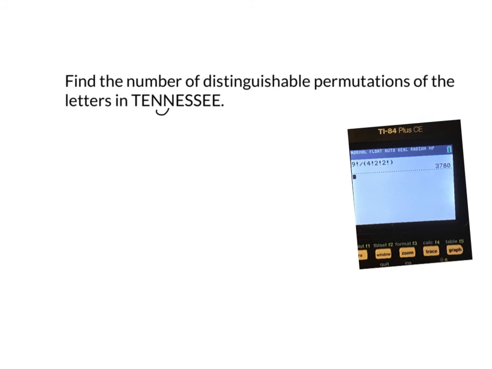So here's the rule for how we do that. You count the total number of letters in Tennessee, which is 9. So I'm going to put 9 factorial in my numerator. In my denominator, I'm going to count everything that repeats, putting the number of times it repeats. For example, there are 4 E's, so I'm going to go 4 factorial. There are 2 N's, so I'm going 2 factorial. There are 2 S's, so I'm going 2 factorial. And that's all the stuff that repeats, the N's and S's and E's.